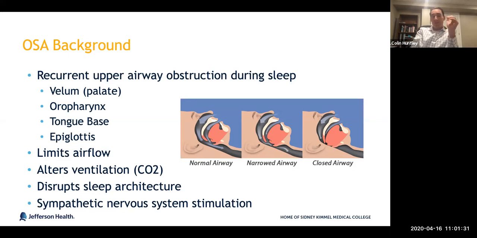VOTE stands for velum, so that's the area right behind the palate, the oropharynx, and what we'll see is lateral oropharyngeal obstruction, either from tonsillar hypertrophy or from the lateral walls of the oropharynx collapsing inward. You can see tongue-based obstruction related to either lingual tonsillar hypertrophy or posterior collapse of the tongue base. And then the epiglottis can be obstructed as well.